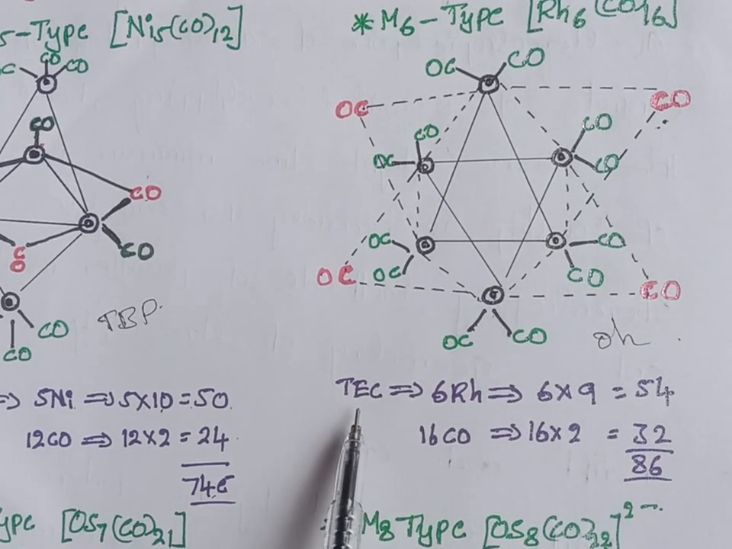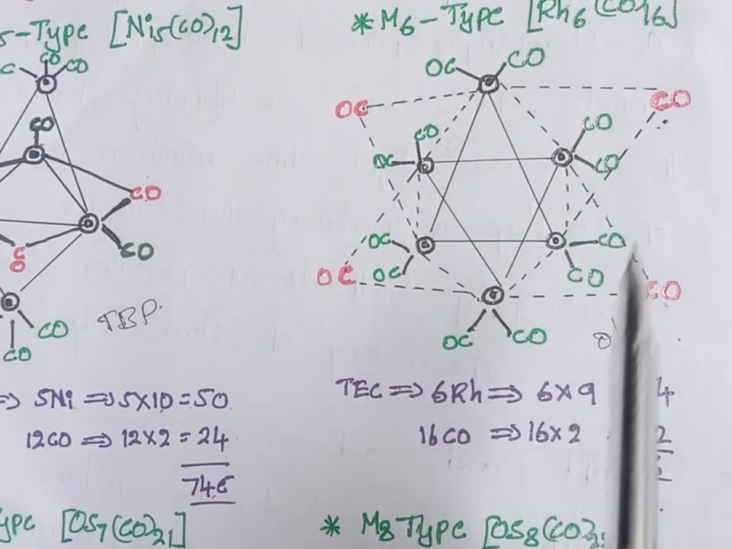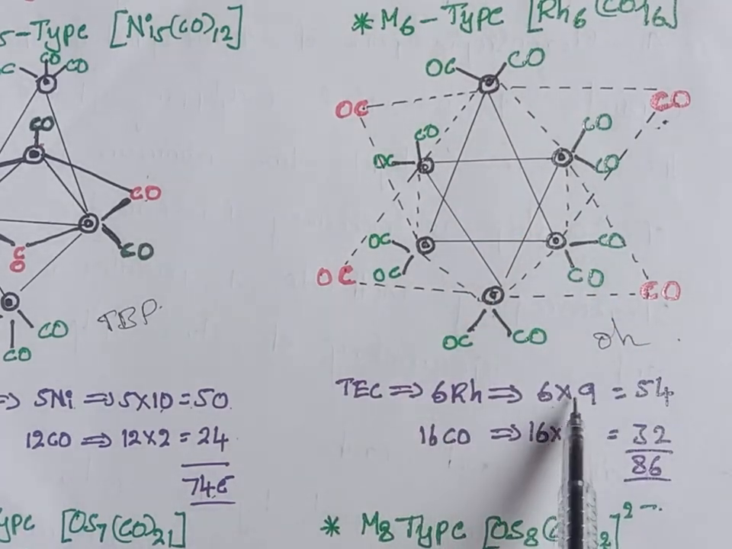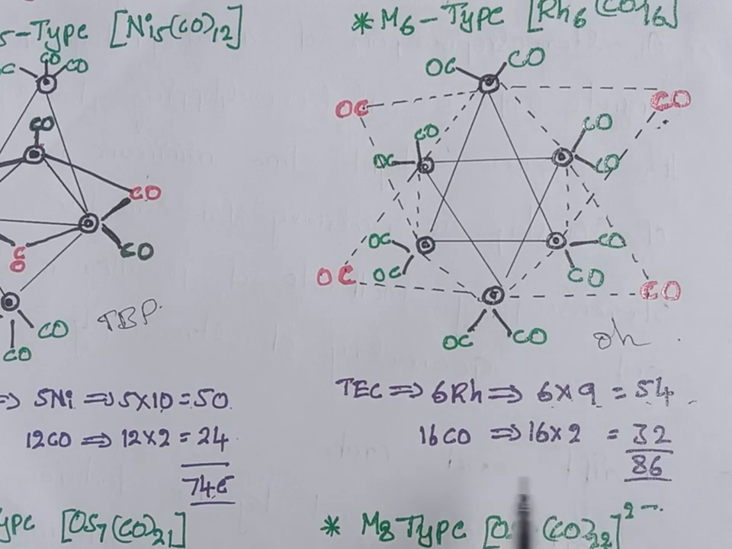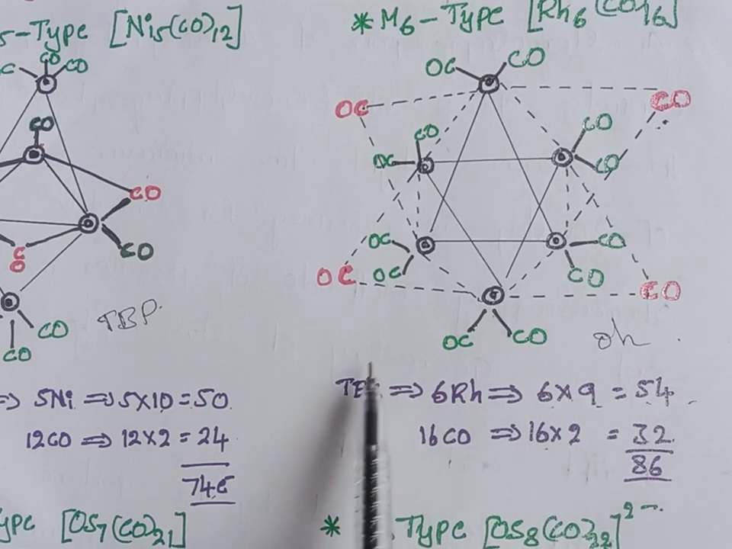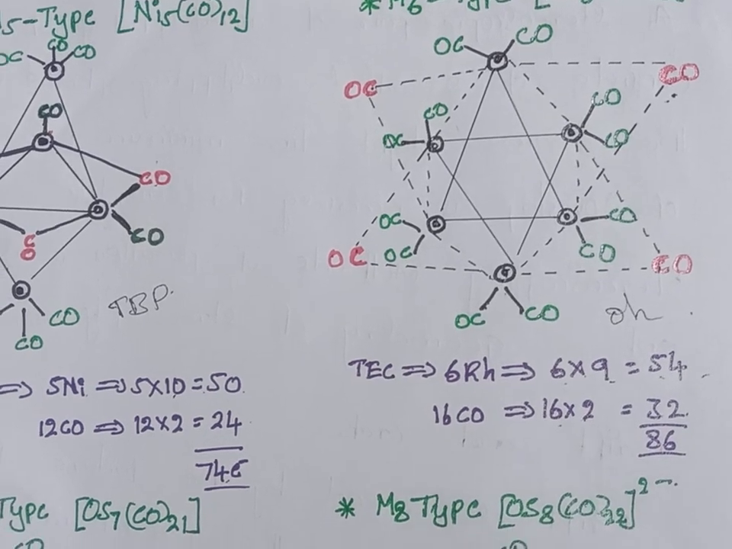If you see the total electron count, 6 rhodium atoms are there, 6 into the valency of rhodium, 9, is 54 electrons. 16 carbonyls are there, each carbonyl donating 2 electrons, therefore 32. So the total electron count is 86.